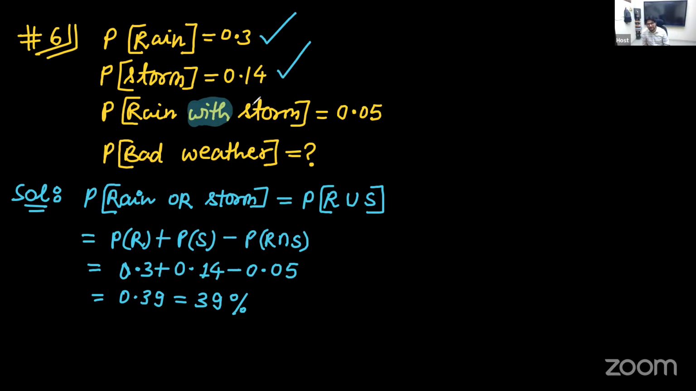Probability of bad weather is only 39%. What the hell is happening? There are 30% chances of raining and 14% chances of storming, so the total is 44%. But when we calculate the probability of bad weather, we are getting less than 44. What the holy hell is happening here?